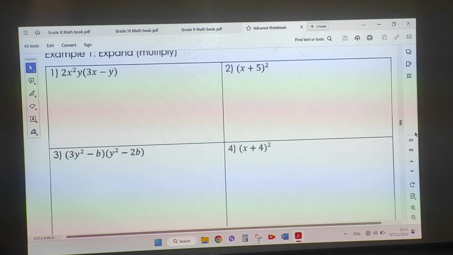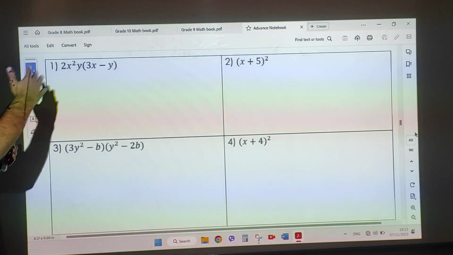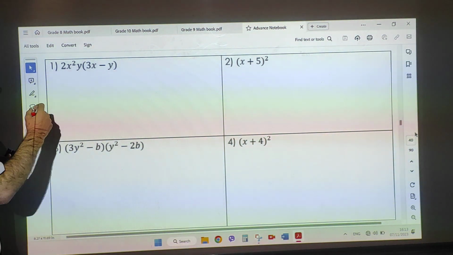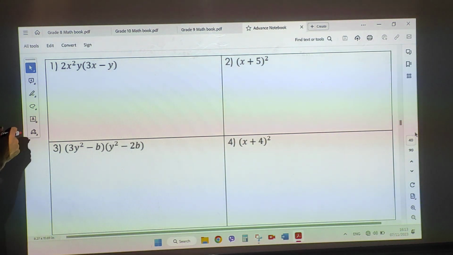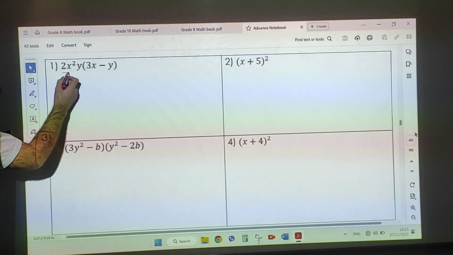For each one of them, at first you must know how many terms you multiply by how many terms. For any of these algebraic expressions, you check until there is a plus or minus in between, or a bracket in between. That is one term, then it will be the next term. Now from here we don't have any plus, minus or bracket in between.